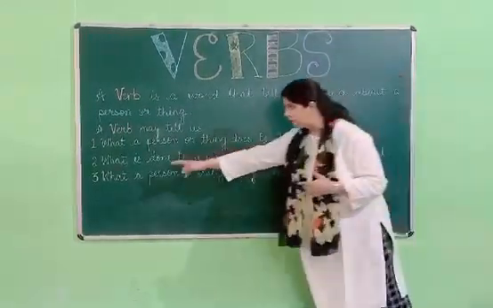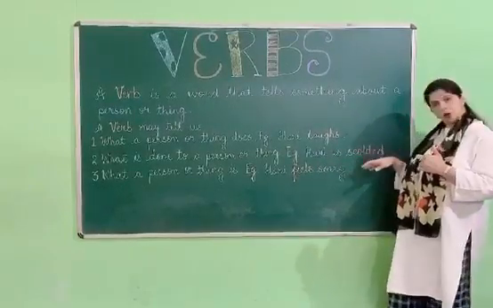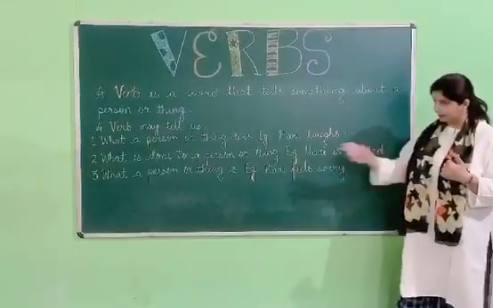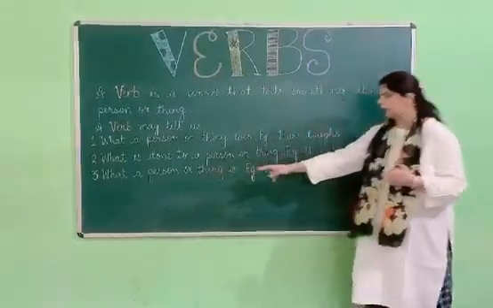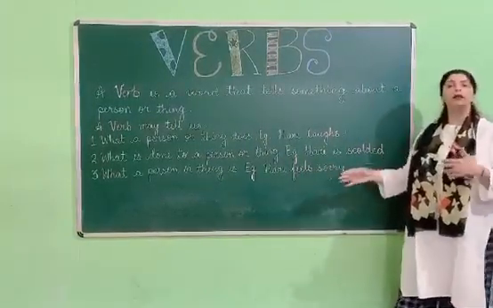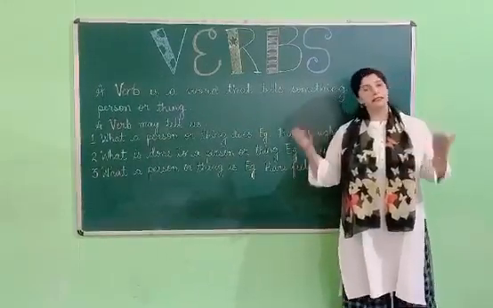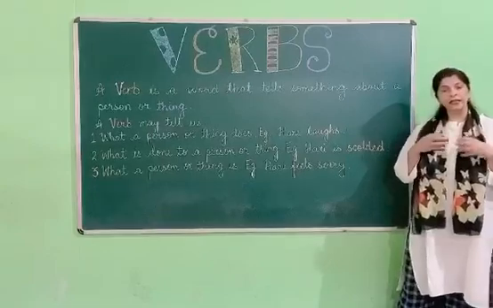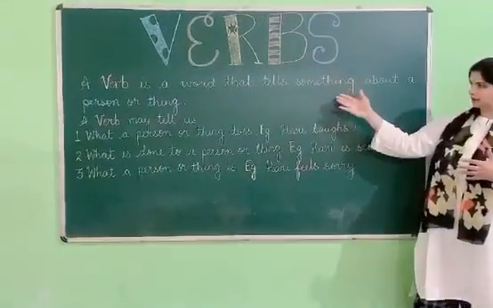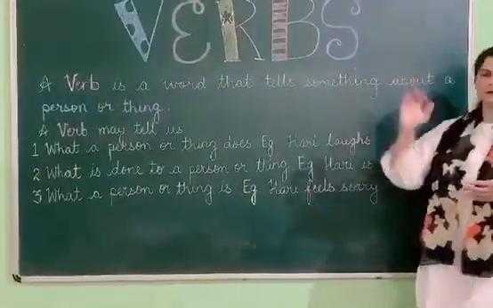Then number two, what is done to a person or thing? Hari is scolded. Something done to a person. Okay? Then the third one, what a person or thing is. Like, Hari feels sorry. Hari feels happy. Hari feels sad. So, feeling. Feeling is bringing out an action inside the person. So, these are the basic things which you should know when you are studying verbs.